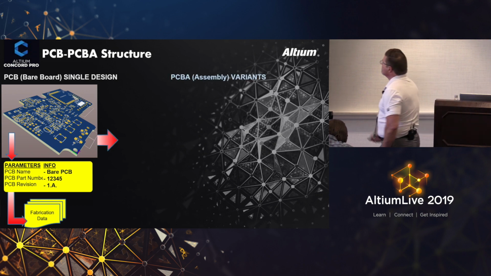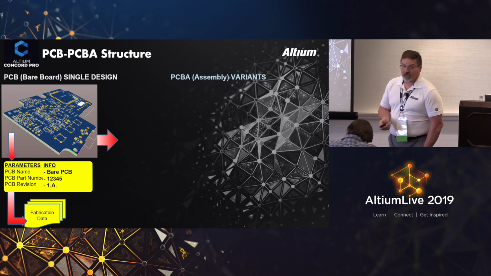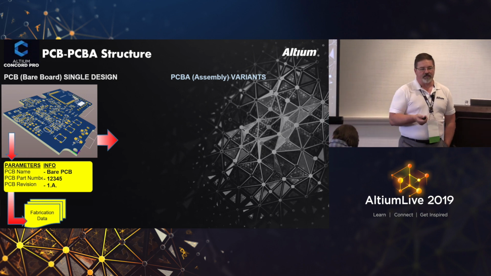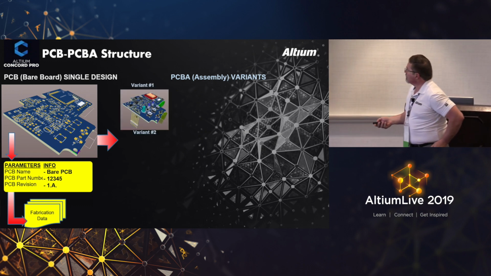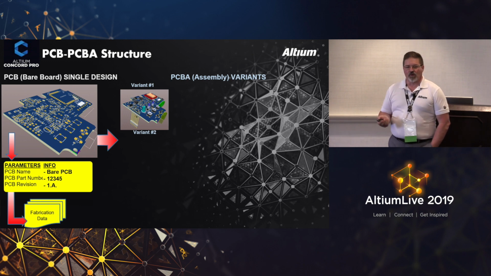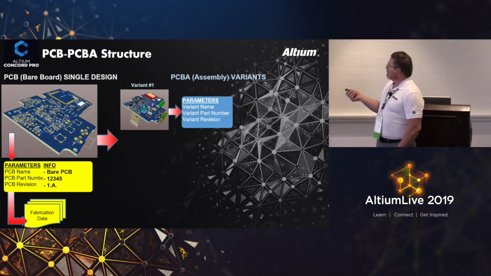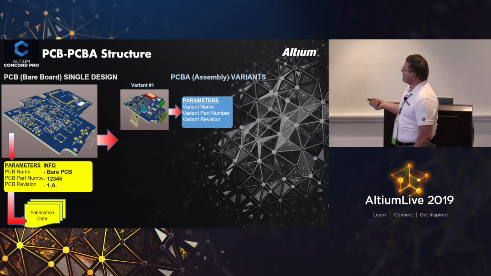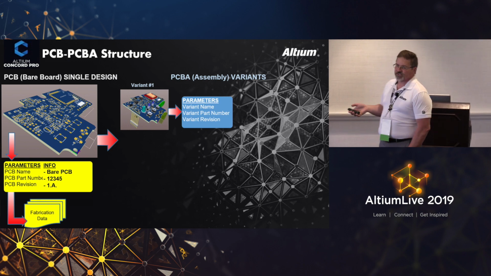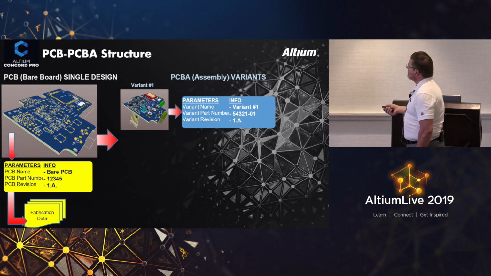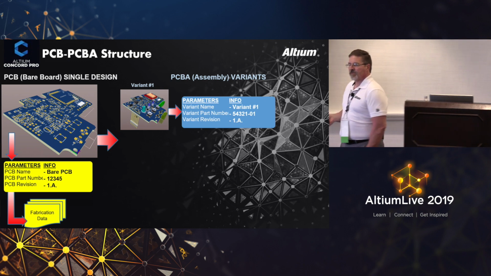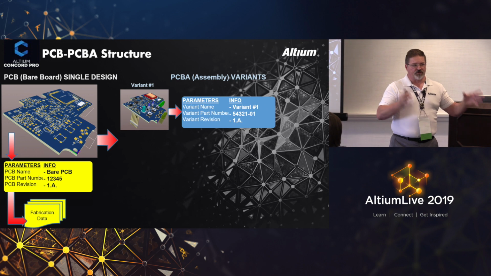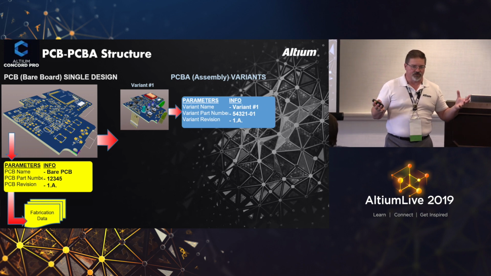On the other side, you then have the PCBA. So already we're seeing that we're going to need 2 numbers. All right, so that's your assembly. So you have variant 1, okay, which will then have, let's say, a variant name, a variant part number, and a variant revision. And let's say, just for information's sake, that's variant number 1, and that part number, and that revision level. Okay? So already we're starting now to develop the data that we're going to be using.